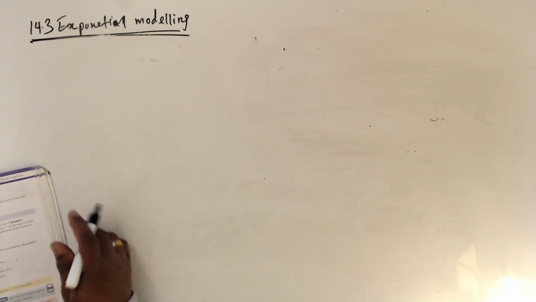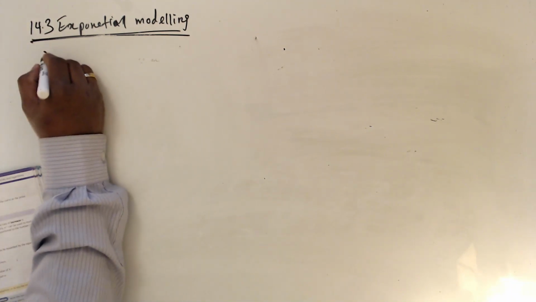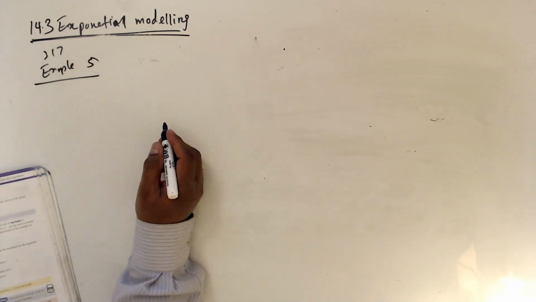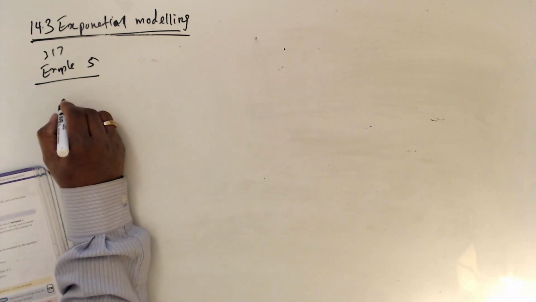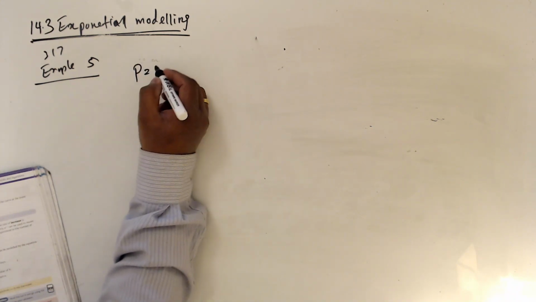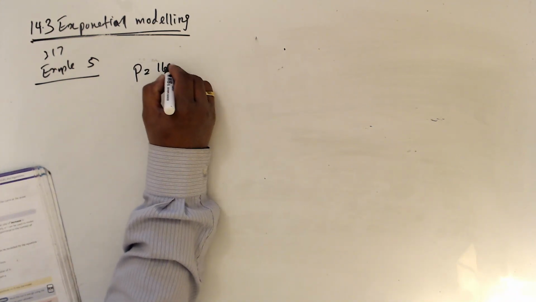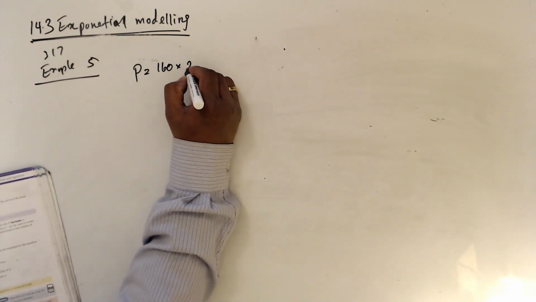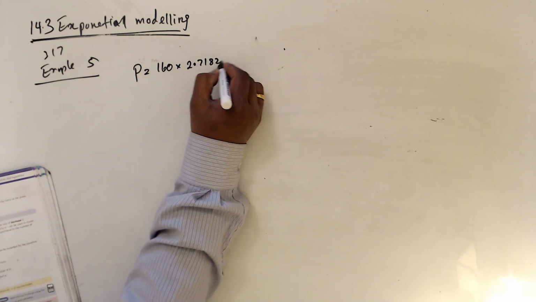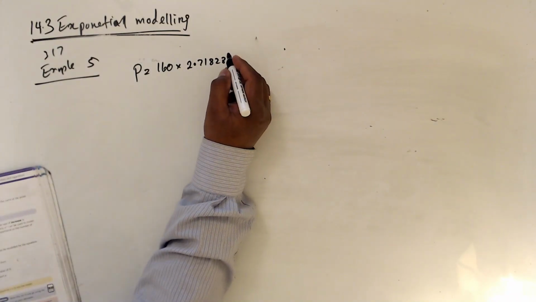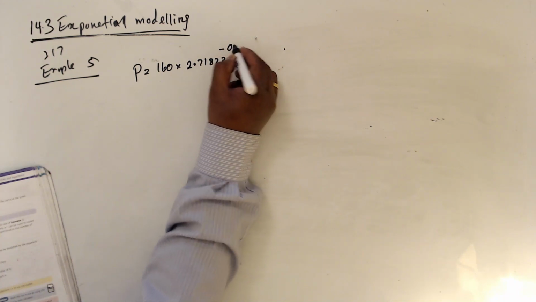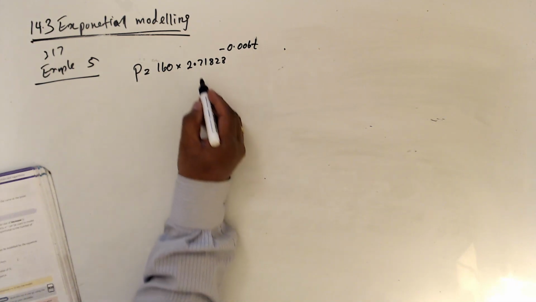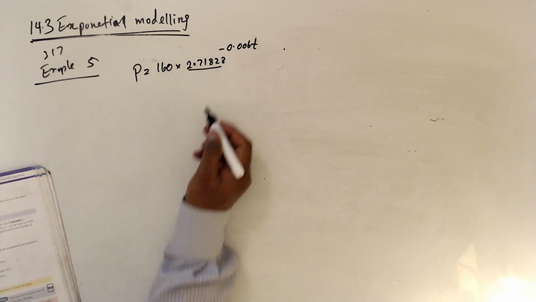I'm going to discuss page 317, example 5. There's a formula P equal 160 times 2.71828 to the power minus 0.0060. So this is e, I just wrote it as a number.